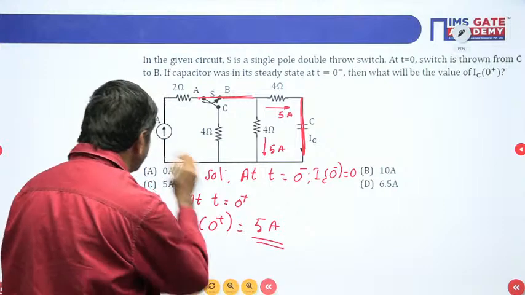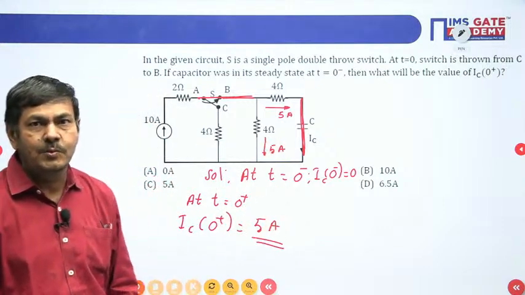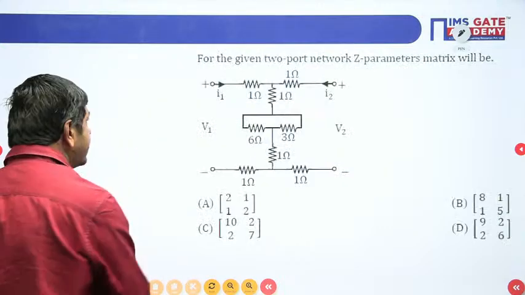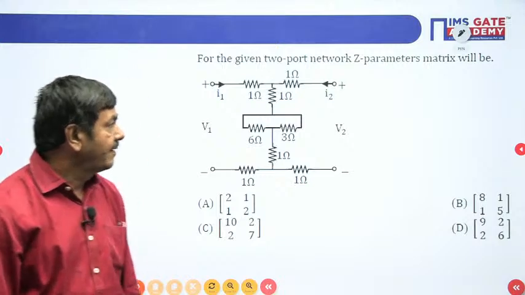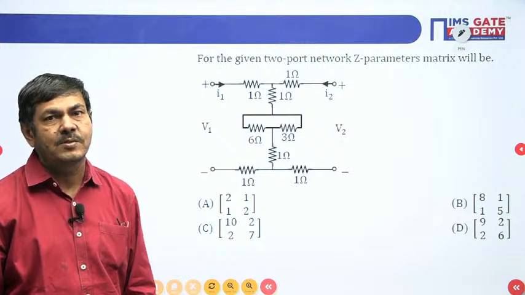Otherwise, you can apply the current divider formula. It comes the same only. Understand now. This is the solution for this question, and I will go to the next question. This is one more good question. Can any student complete this question?